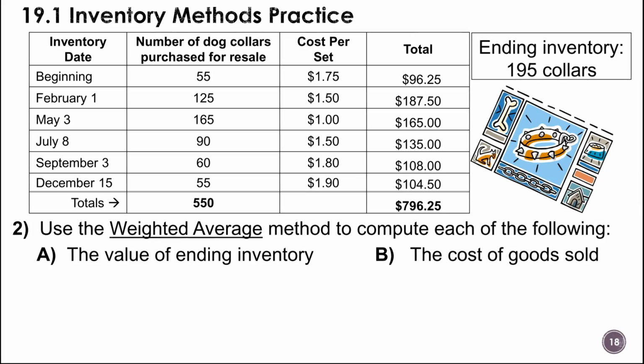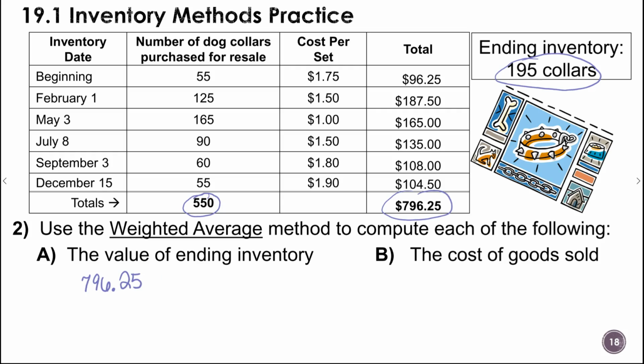This one's a weighted average. Notice I didn't really put them in a certain order. Now for weighted average, we actually do need these two numbers. Ending inventory is the same. So we're going to take $796. Remember, we're finding the average cost of a dog collar.